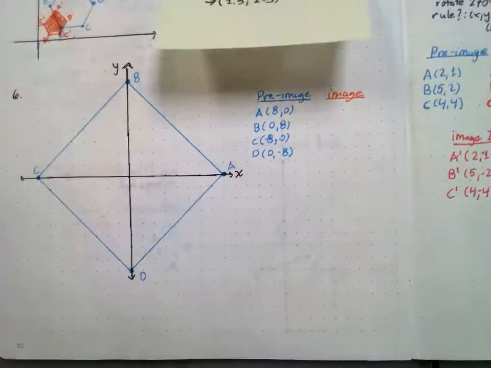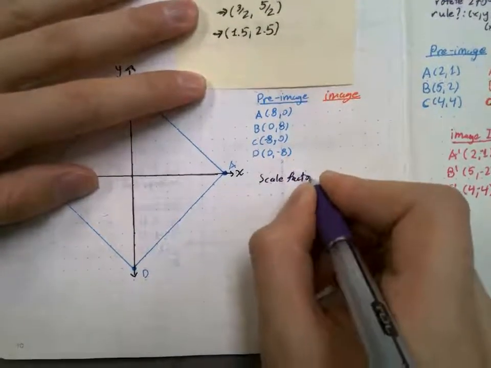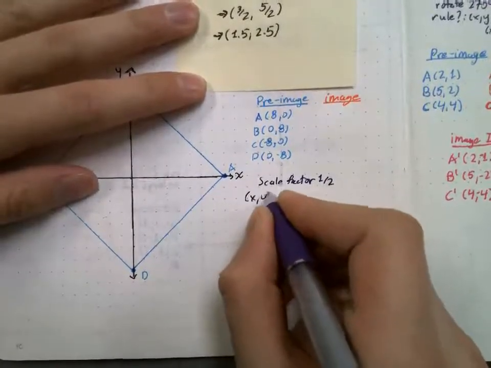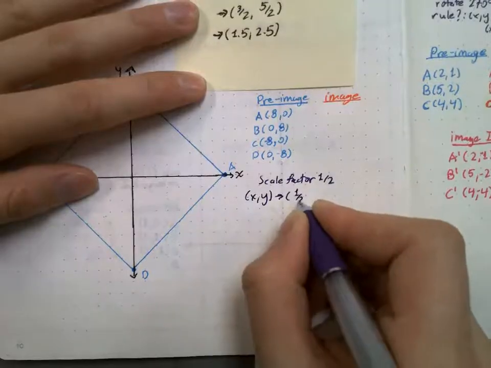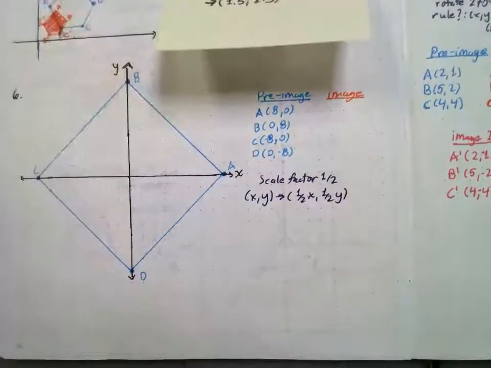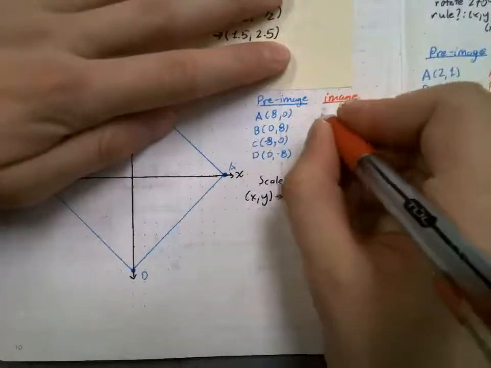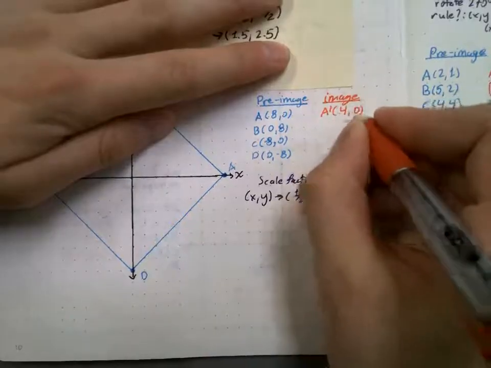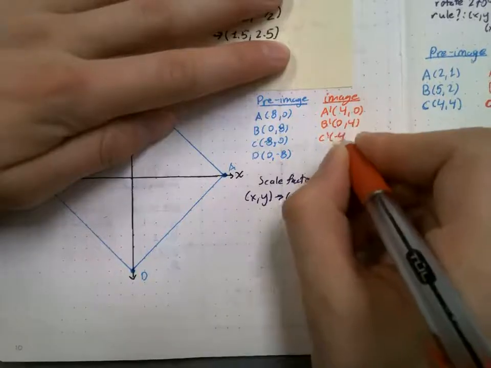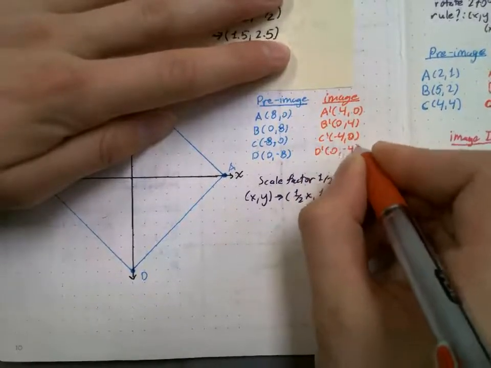Okay. Our rule would be a scale factor of 1/2, which means (x, y) again becomes (1/2 x, 1/2 y), right? So that means all of those values are going to get cut in half. So for example, we break this down. A prime should be then 4, 0. B prime should be 0, 4. C prime should be -4, 0. And D prime should be 0, -4, right?